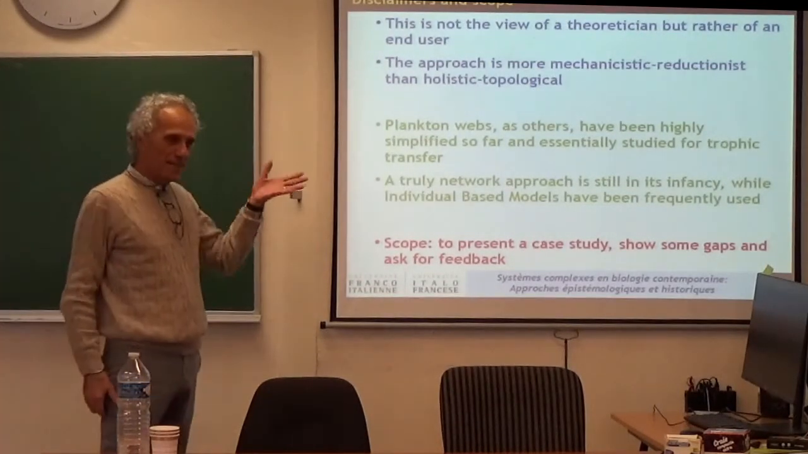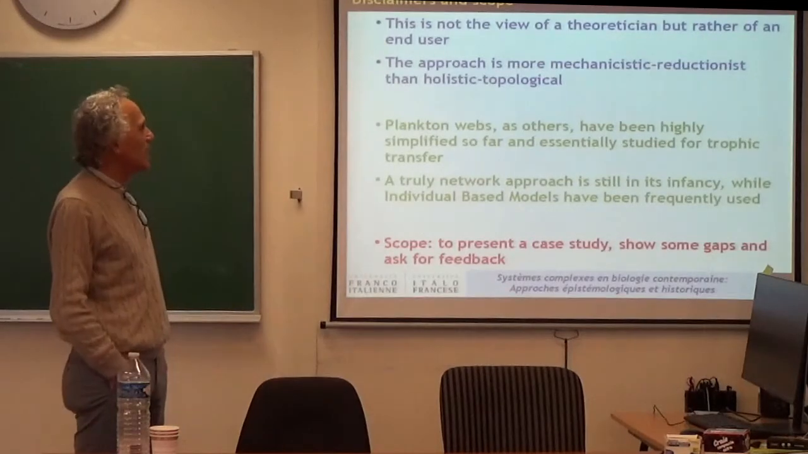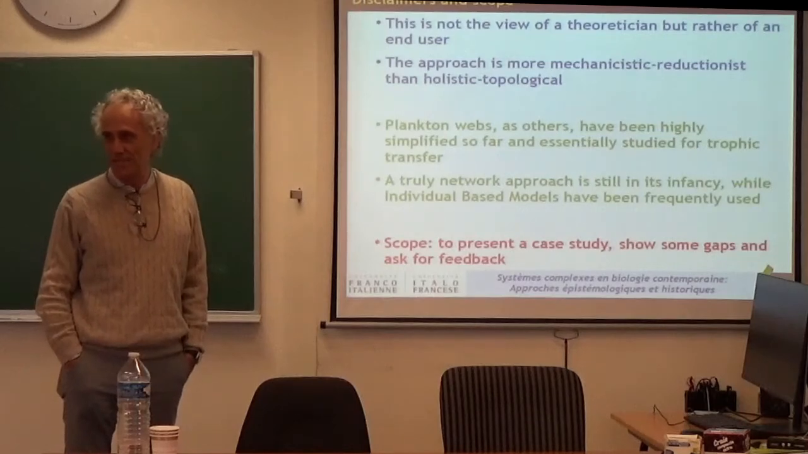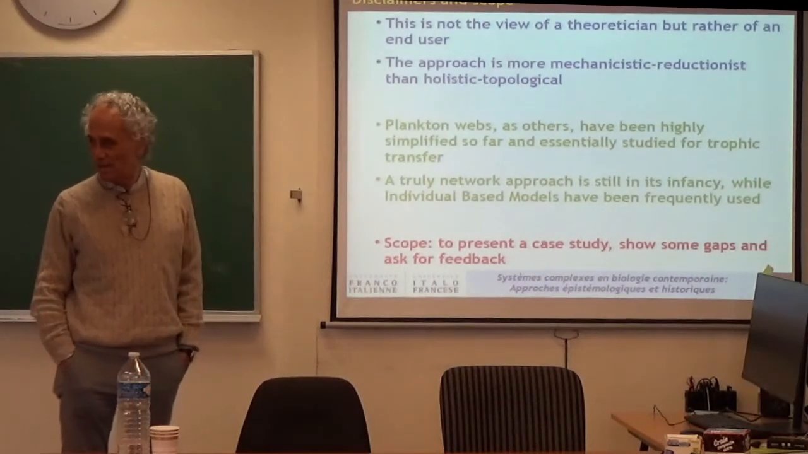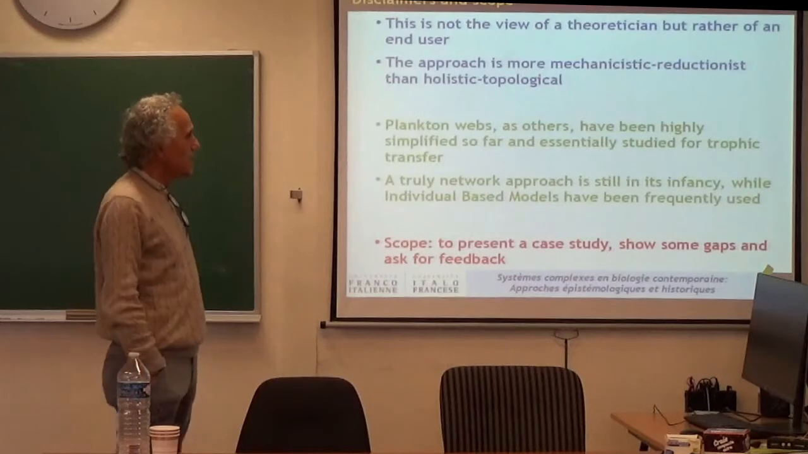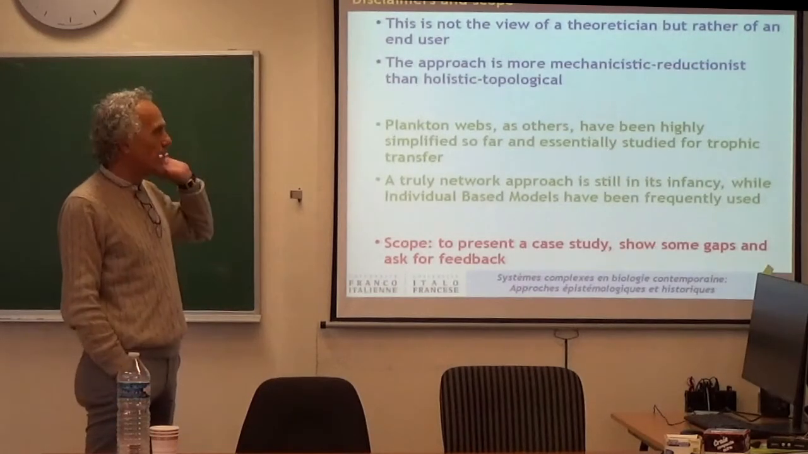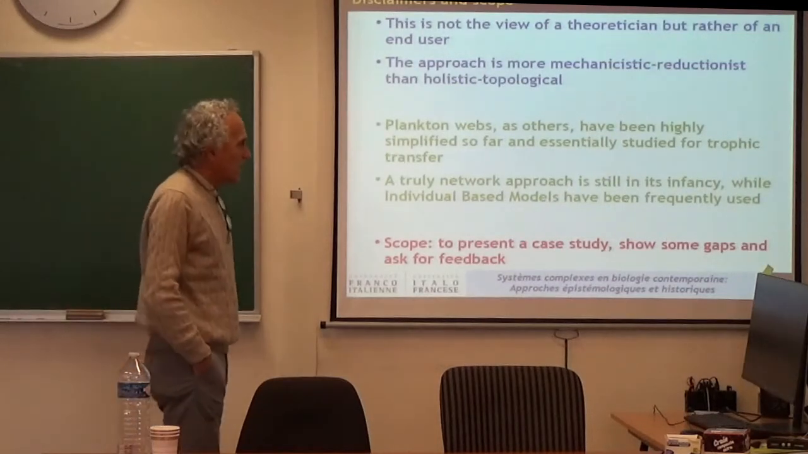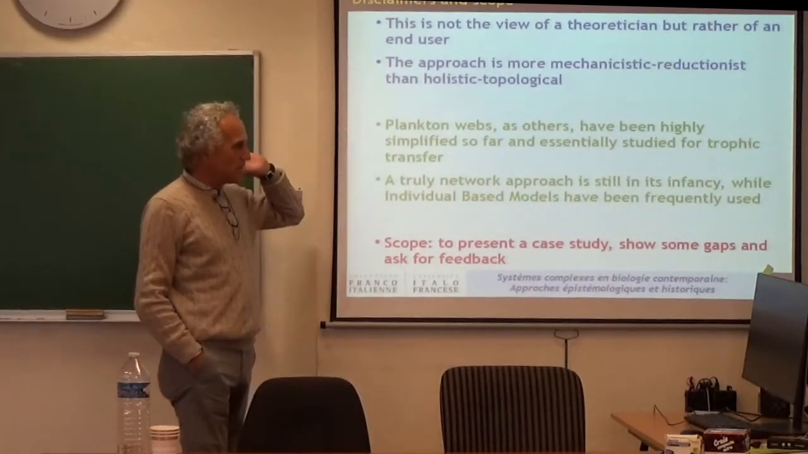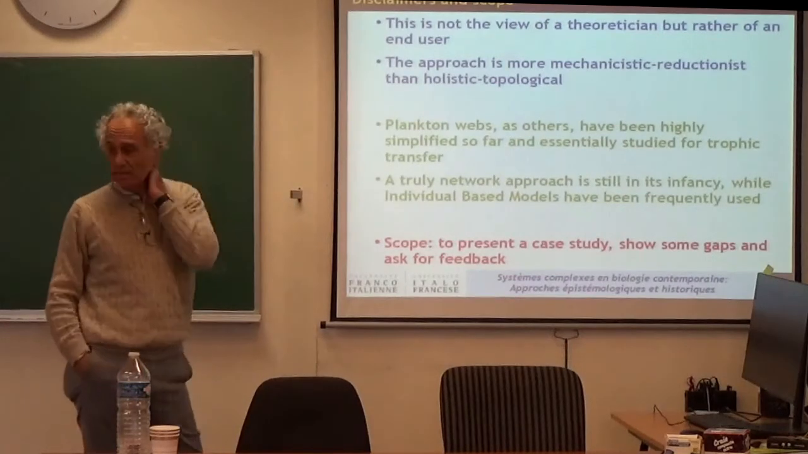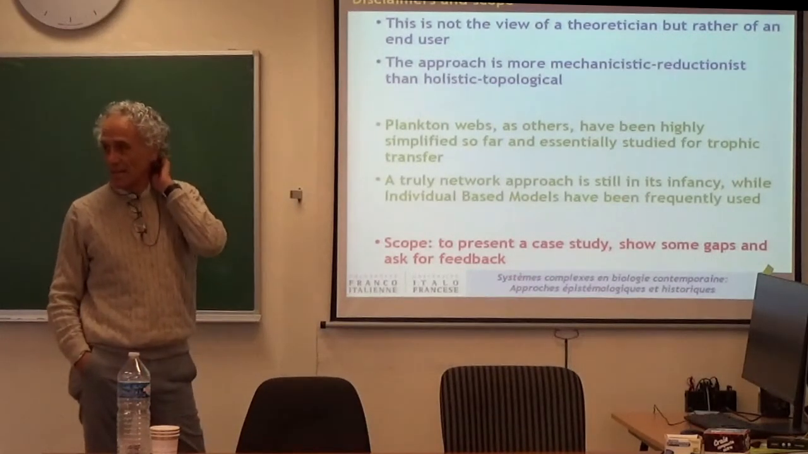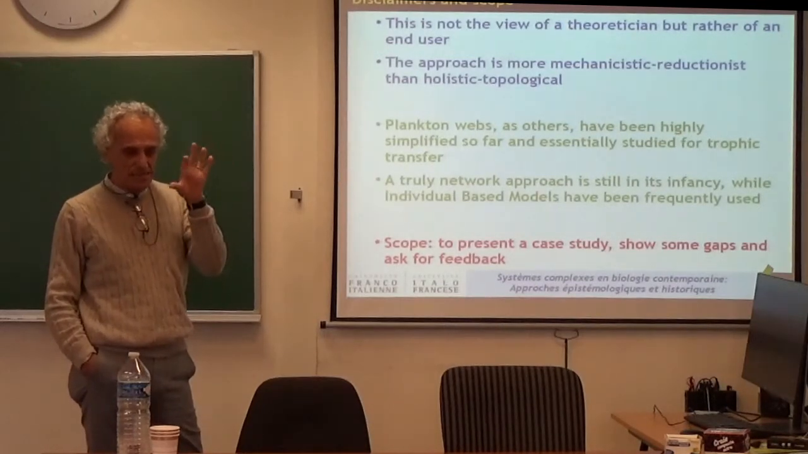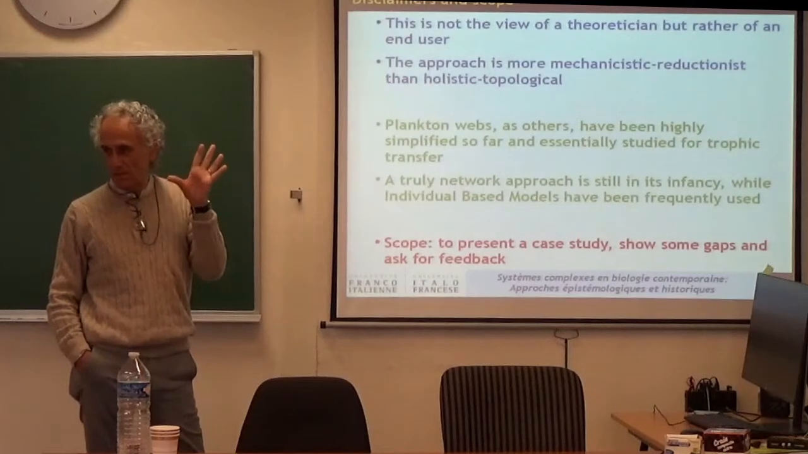So the disclaimers, as seen. First of all, this is not a view of a theoretician, but of an end user. I'm not a theoretical physicist working on networks, but we are just starting to use networks. And what I will show today is more mechanistic deductions than holistic and topological. The reason is that plankton webs, as other webs, have been highly simplified so far and have been essentially dealt with for trophic interactions. So basically the idea is that the edges of the network are mostly trophic.